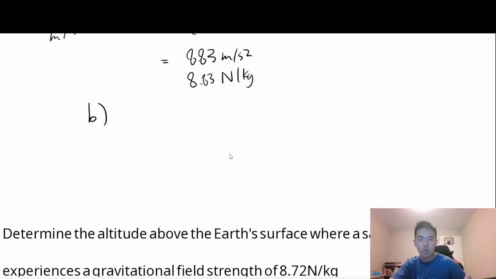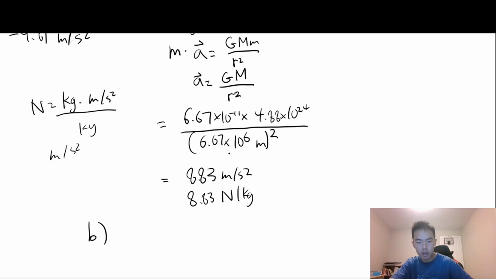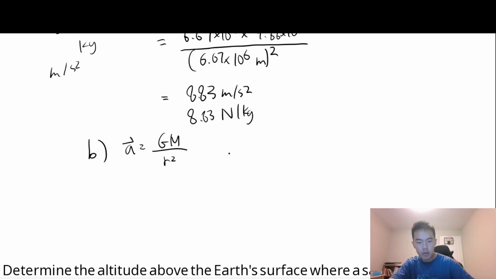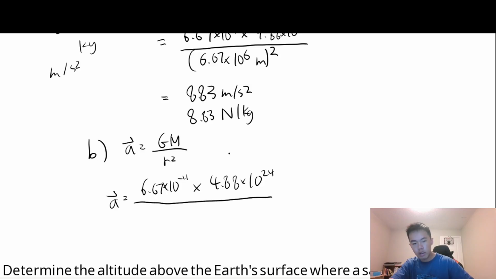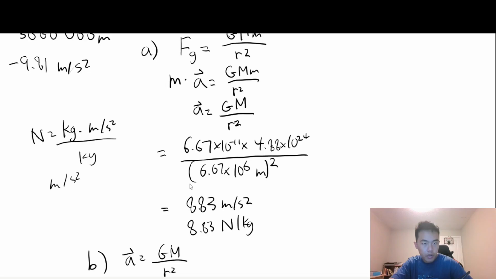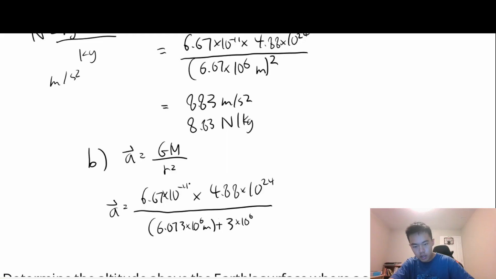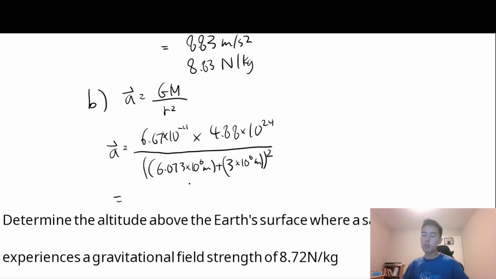Okay, and B makes it just one extra step, and one more thing to be careful of. So our same thing here. Acceleration is equal to GM over r squared. But this time our radius is changing slightly. So many numbers. What was it? 4.88. And r squared last time was 6.073 times 10 to the 6 meters. And we've got to add 3, 1, 2, 3, 4, 5, 6, 3 times 10 to the 6 meters. And we square that. This is like just a number soup. So many numbers.